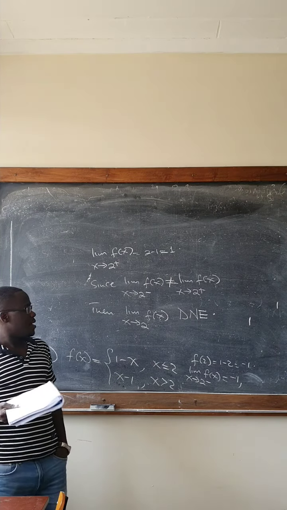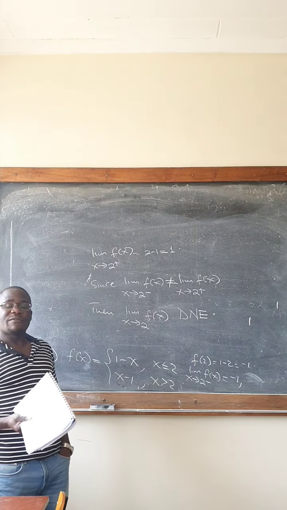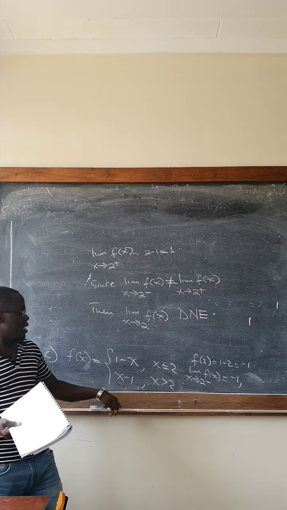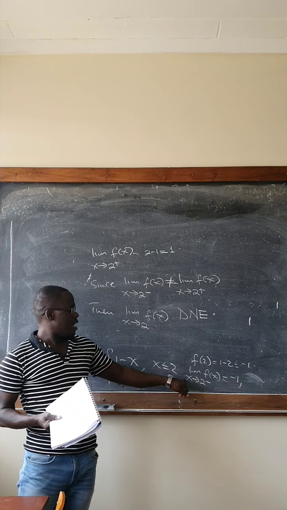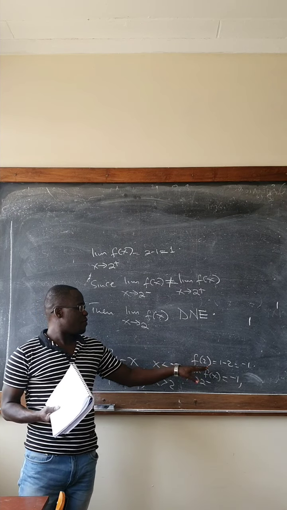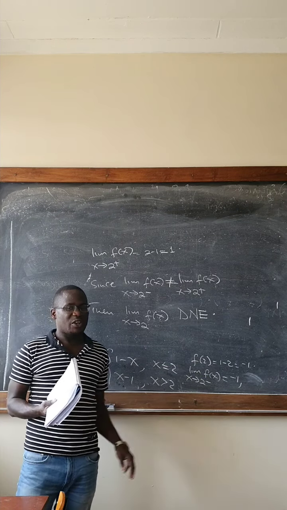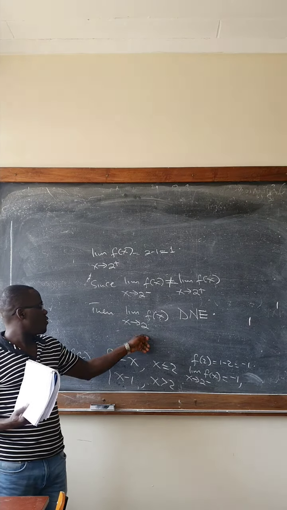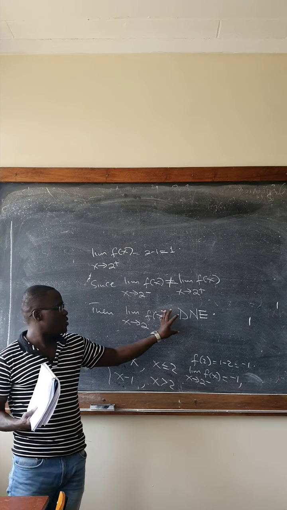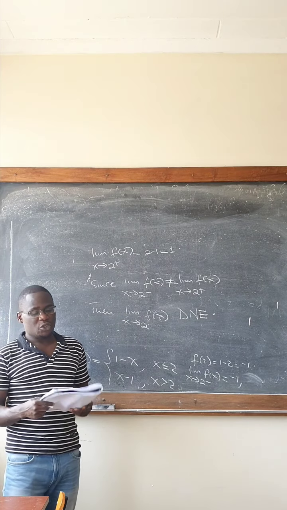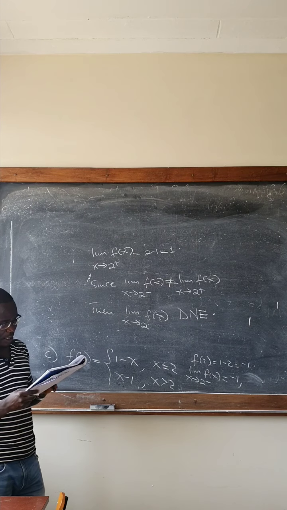And because the limit does not exist, the function is not continuous at the point 2. Because remember, the definition of continuity says that a function is continuous at a point if the limit as x tends to that point of the function is equal to the value of the function at the point. So if one of them is violated, for example here the limit does not exist, then automatically the function is not continuous at the point.